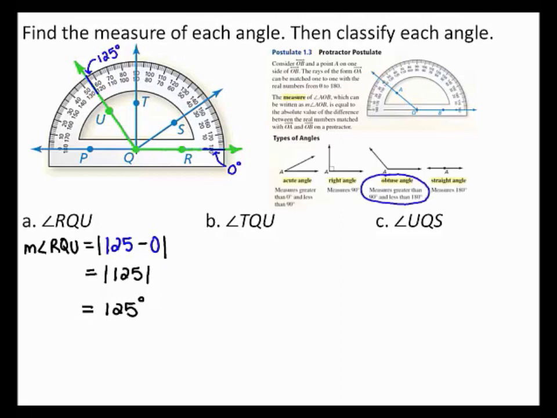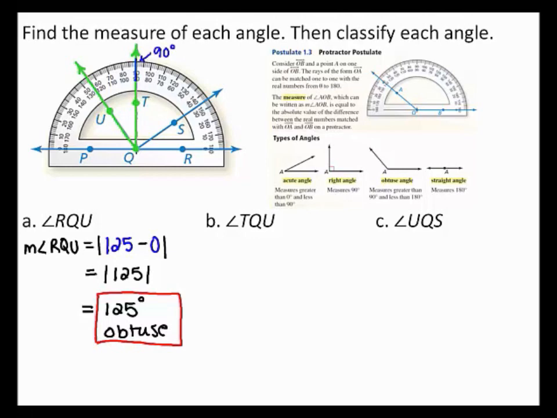Now, because the measure of this angle is greater than 90 degrees and less than 180 degrees, angle RQU is an obtuse angle. In Part B, to find the measure of angle TQU, first locate angle TQU on the diagram. Now, ray QT lines up with 90 degrees on the protractor, and ray QU lines up with 125 degrees on the inner scale of the protractor.